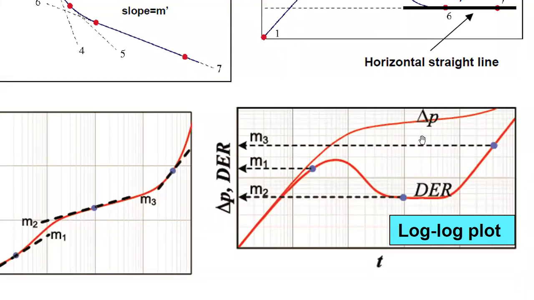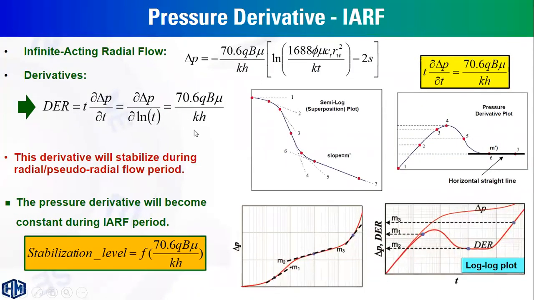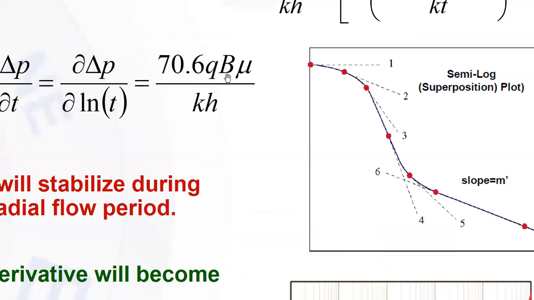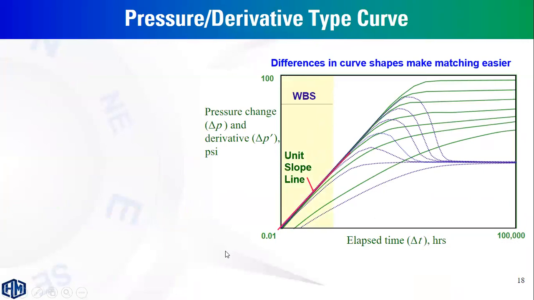Let's say we have a build-up period, so it will be BHP shut-in minus BHP flowing at delta t equals 0. And this is the curve of the pressure derivative calculated by this equation, a function of reservoir permeability, assuming the flow rate is constant, the oil formation volume factor and oil viscosity are constant, and the net pay thickness is also constant. So the only unknown for this equation is the reservoir permeability.